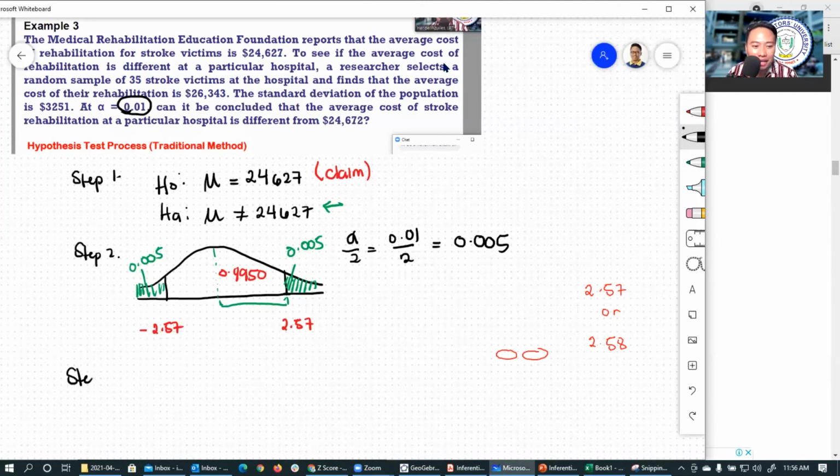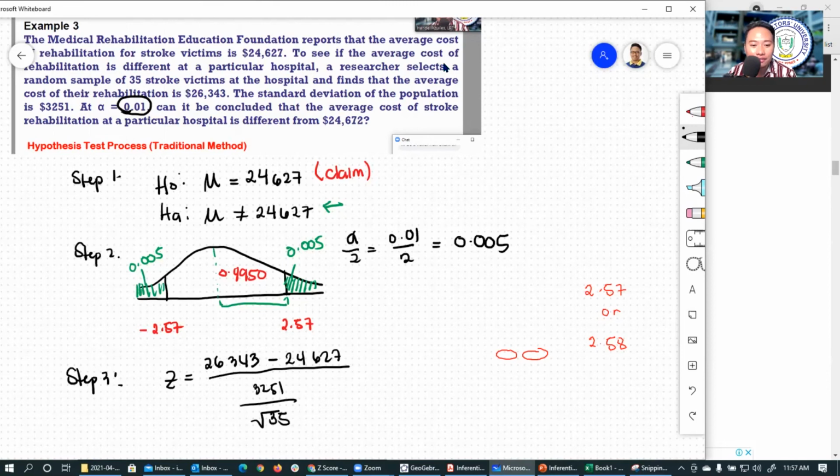What is the value, guys? I'm going to make it fast. The z sample mean: 26,343 minus 24,627 over the standard deviation of 3251 over the square root of 35. That's still using the z formula. 26343 minus 24627 over 3251 over square root of 35. The answer is 3.12. Very good.